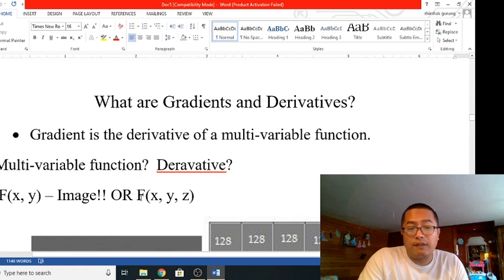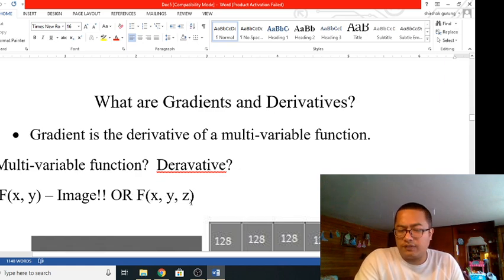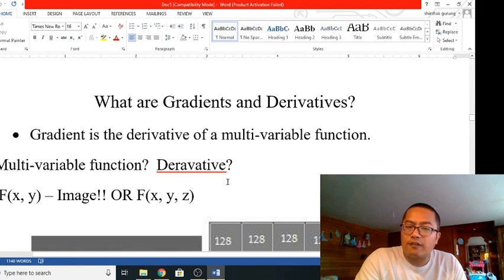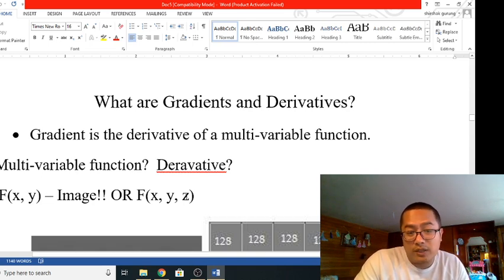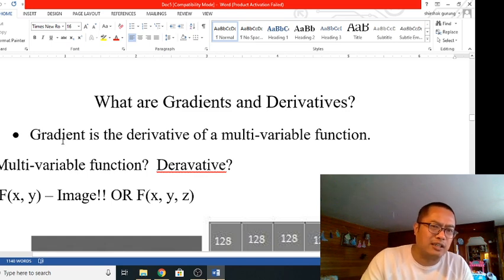Or if you have f of x, y and z, this is a three variable function. If there is only one variable in a function, f of x, it's a single variable. F of xy is a two variable, f of xyz is a three variable. So anything above one variable is called a multivariable. So what is a gradient? A gradient is a derivative of a multivariable function. If you can do differentiation of these multivariable functions, then that is collectively called your gradient. So gradient is a fancy way of saying derivative.